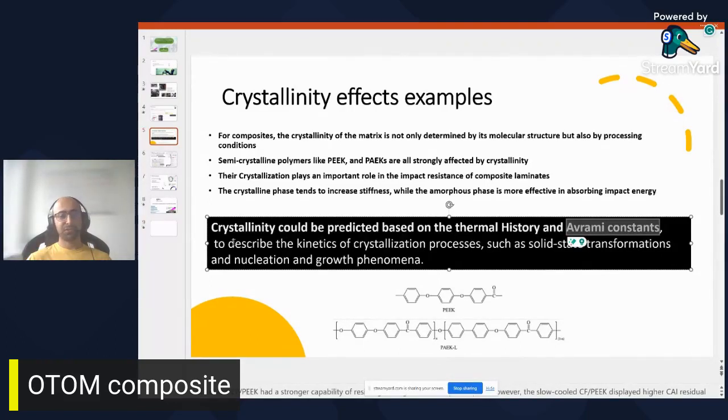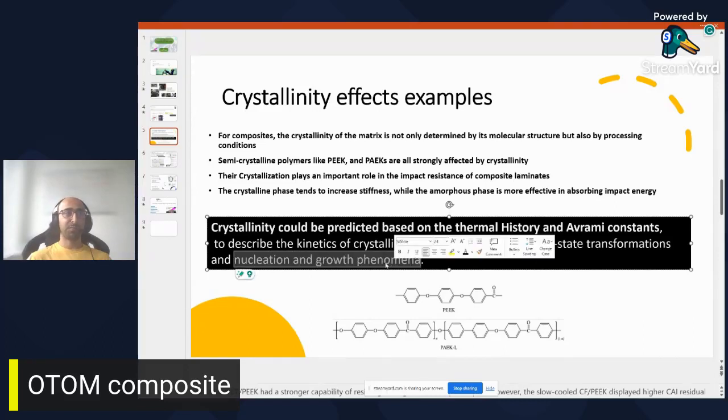And it helps you to describe the kinetics of the crystallization process and the solid state transformation and nucleation and growth phenomena. It might seem complex and not so easy, but basically we give the model the thermal history and some parameters, and we get one value, which is the crystallinity ratio, and which gives us, for example, how ductile or brittle the material could be, and some other predictions based on the physical properties.